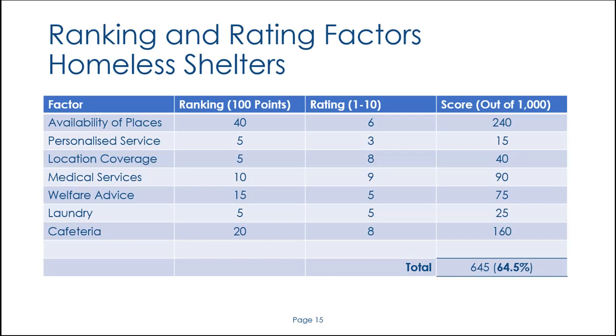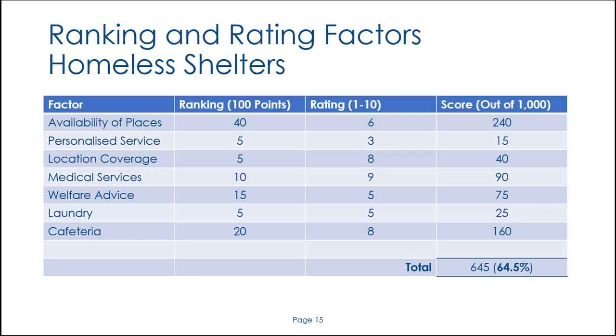And if you think about it, that right-hand column is actually going to have up to 1,000 points. Because the ranking could be 100 and the rating could be 10, the highest score you could possibly get is 1,000. But doing the sums, you can see here we've got 240 and 15 and 40 and 90 and so on. I've then added those up down to the bottom right hand corner, and you see that this one client who's completed this survey form has generated a score of 645 out of 1,000. Or putting it another way, they've given you an overall satisfaction score or a happiness score of 64.5%.